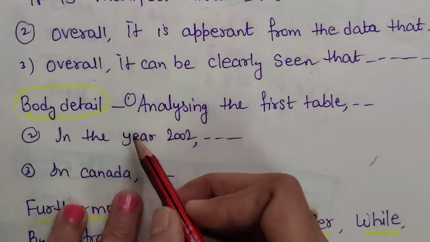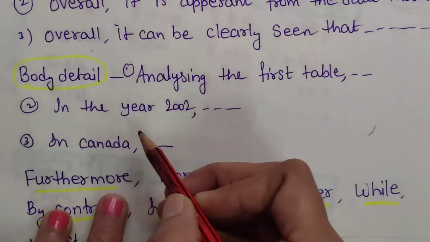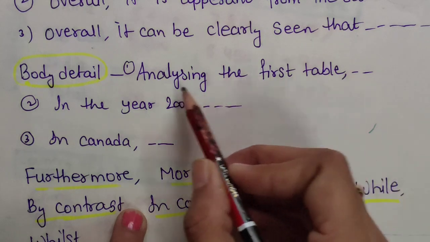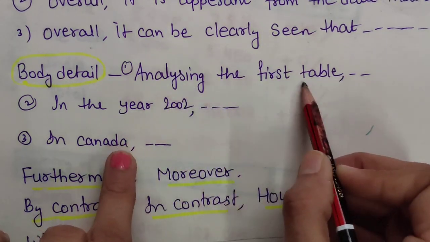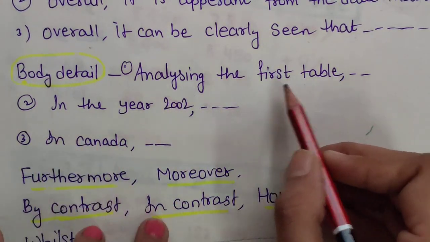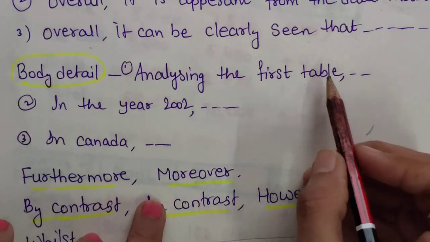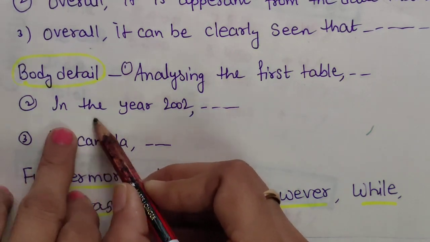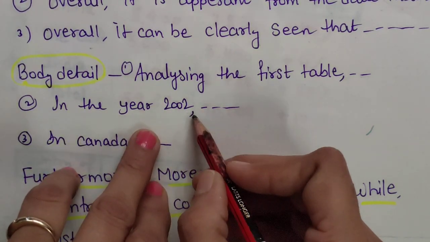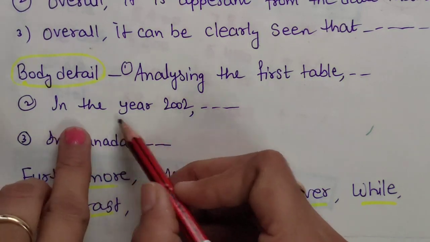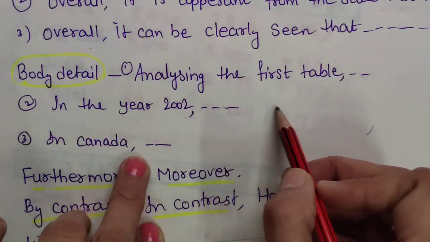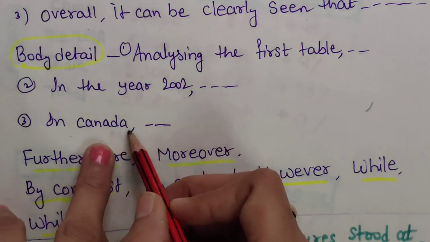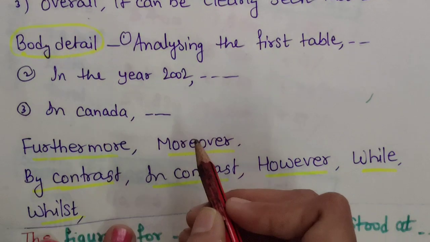Okay, now for the body detail paragraph, how to start? There are many ways to start the paragraph. I have started with analyzing the first table. If there are 2 pie charts, analyzing the first pie chart. You can use these words and then start your own, or you can start with in the year, because here there are 2 years, 2002 and 2003. In the year 2002, then comma, then start your data. In Canada, because the first table chart was relating to Canada, so you can use that.